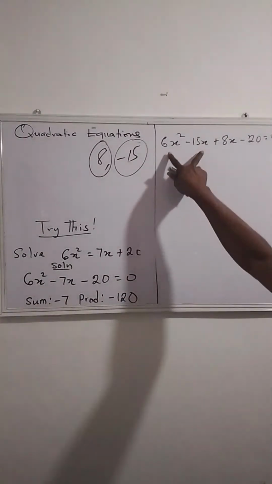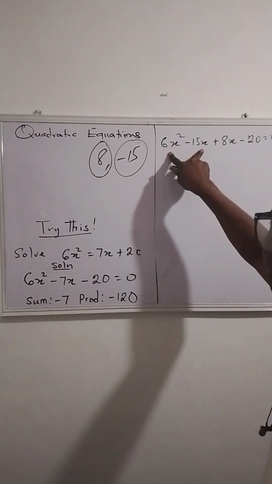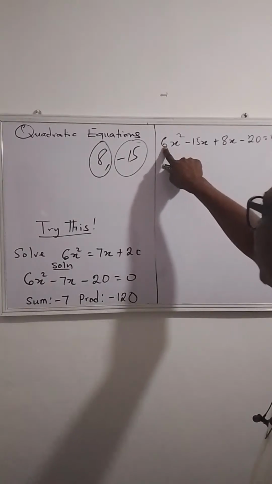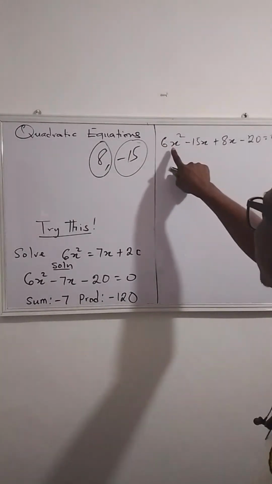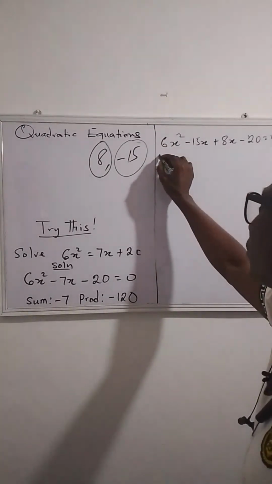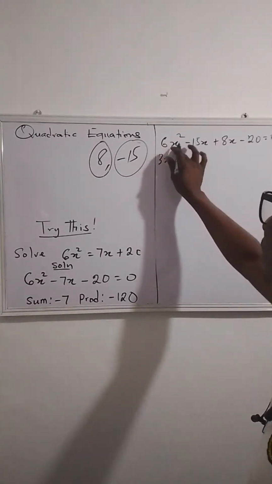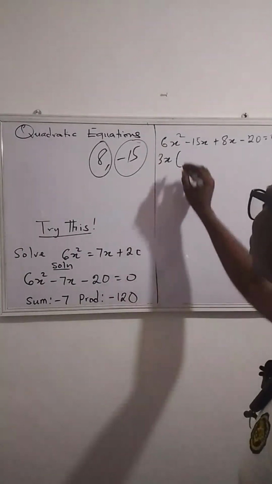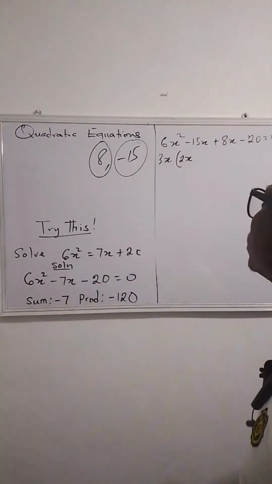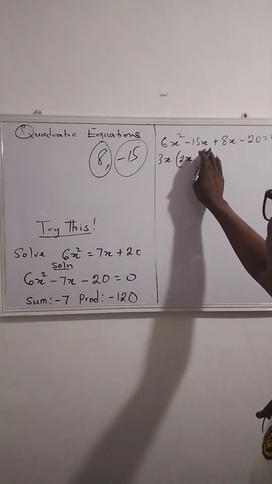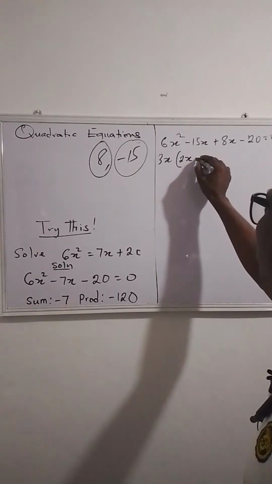All right, now let's look at the first pair. What is the common factor? That is 3x. 3 can go in 6, it can also go in 15. x can go here, x can also go here. So we have 3x. When you divide this by 3x, what do you have? You have 2x. When you divide this by 3x, what do you have? You have minus 5.